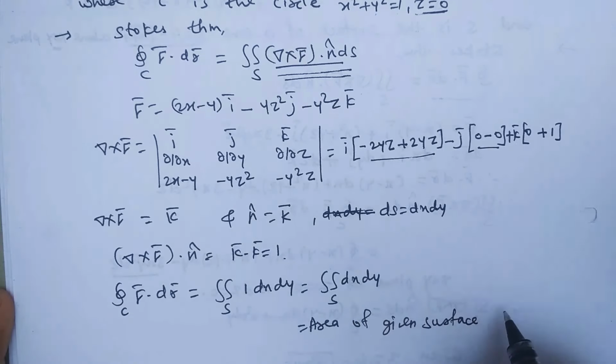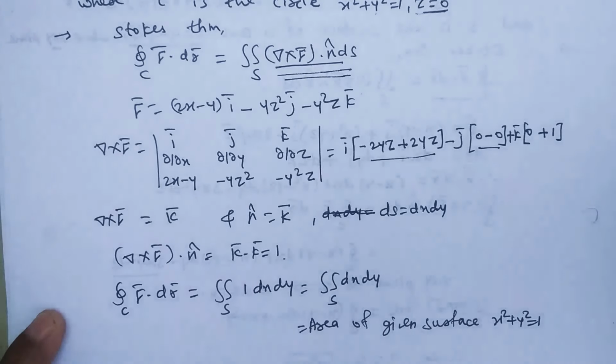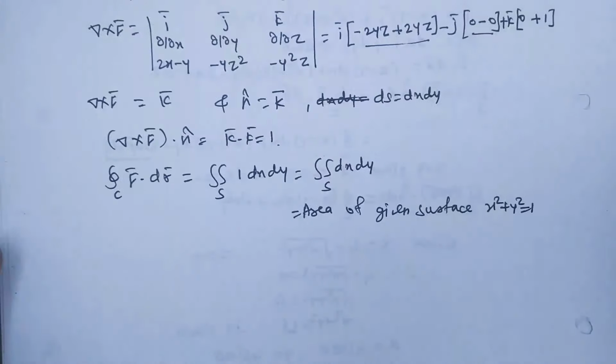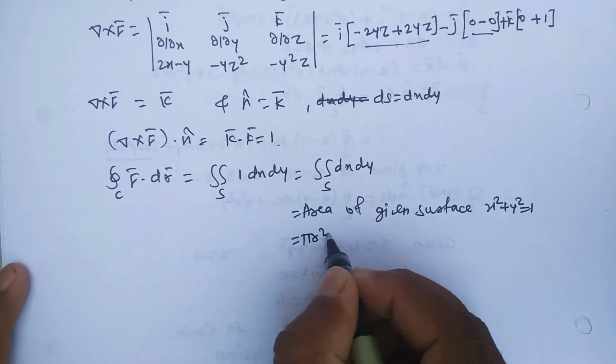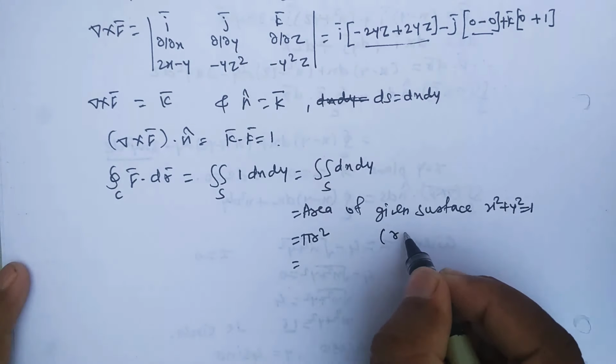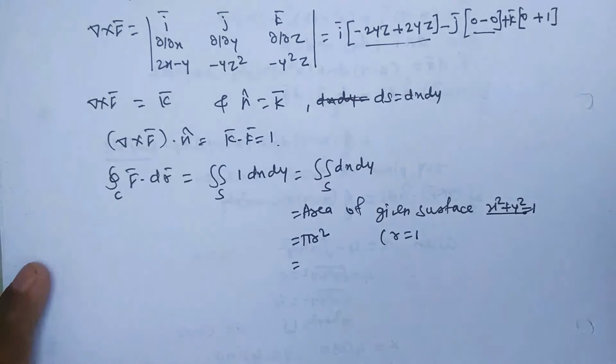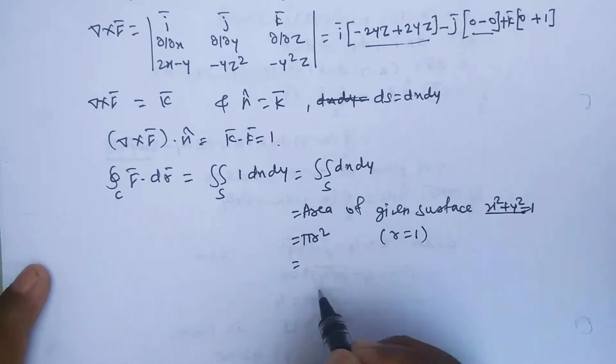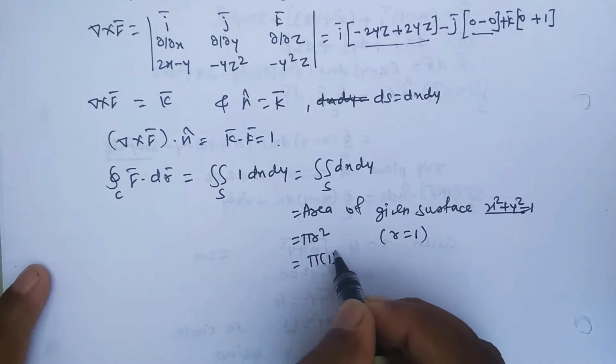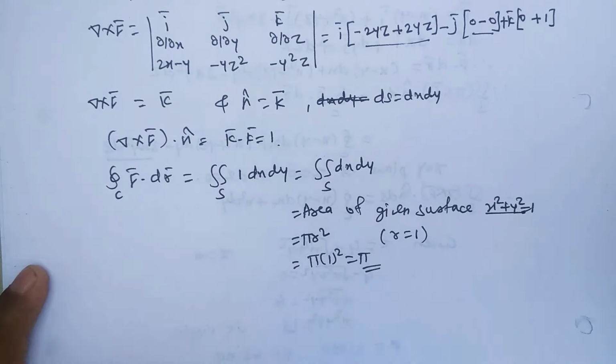So which surface have we been given? We have x² + y² = 1, that is a circle. And what is the area of a circle? We know that the area of a circle is πr². The value of r here is 1, because the circle is x² + y² = 1, so r = 1. Putting r = 1, we get π into 1², that is π. That is the final answer for this example.